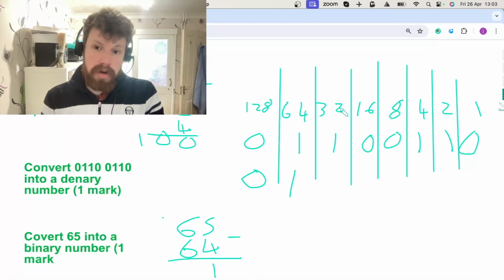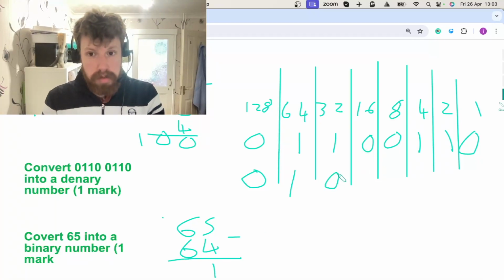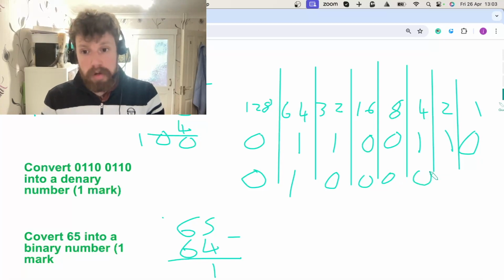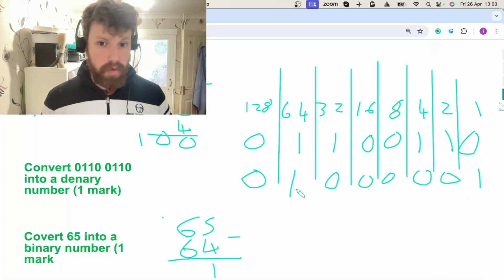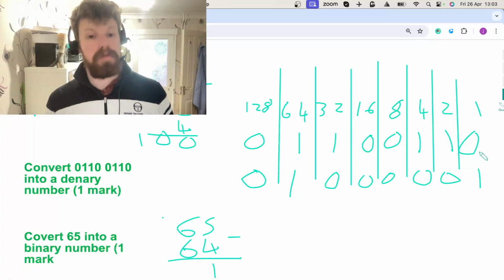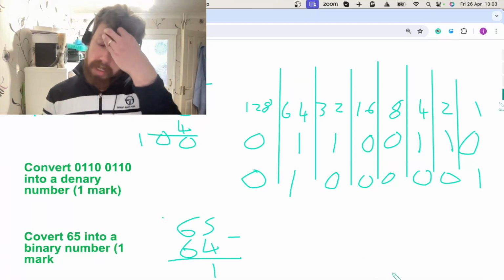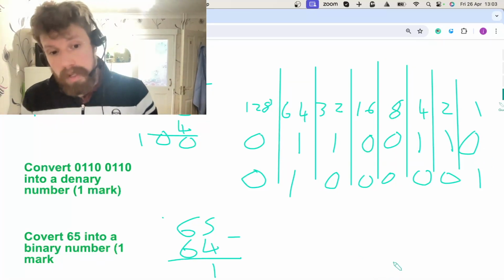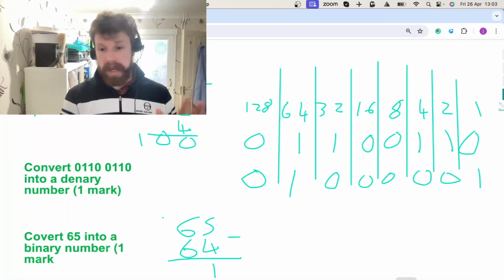Then I go, does 32 fit into 1? Not 65 this time, but 1. So, no. Does 16? No. Does 8? No. Does 4? Nope. Does 2? Nope. Does 1? Yes. And I know I've done it correctly because 64 plus 1 is equal to 65. What I'll do is I'll put some questions up as well so that you can have a little practice with these. But yeah, these are the methods. Practice these lots and lots of times and you'll be absolutely fine with these.